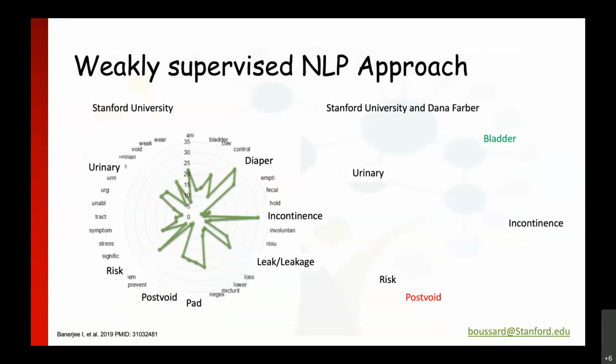So after we used the rule-based approach, we moved to a weakly supervised NLP approach. And here, what I want to show you are just some of the key words that were coming out when we're scanning the notes using NLP for urinary incontinence. At Stanford, the words that were coming out as most frequent were diaper, incontinence, leak or leakage, risk, etc. We then took our algorithm and applied it to Dana-Farber.